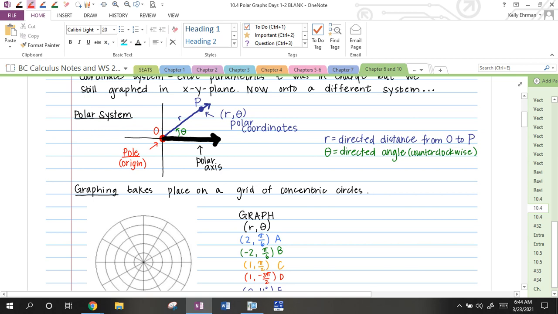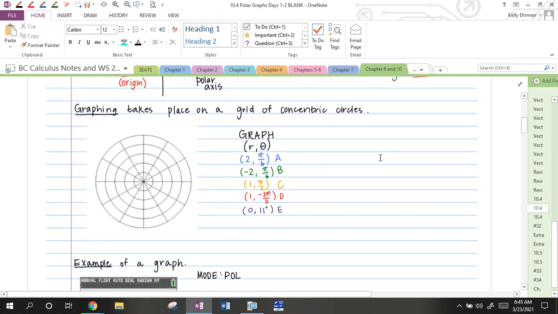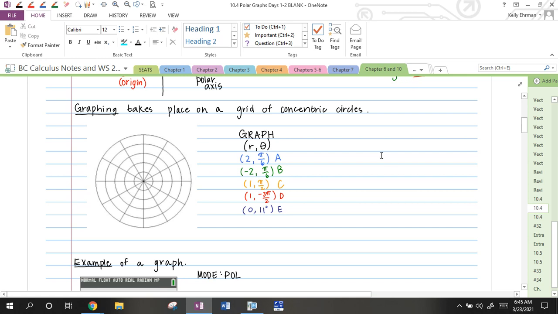And theta is the directed angle, which is the positive angle counterclockwise. It's the positive angle from that initial side to the terminal side. The angles can be negative, but by default, it's a positive angle. To simply plot polar points, that's kind of where we have to start. How do I graph an ordered pair R theta?